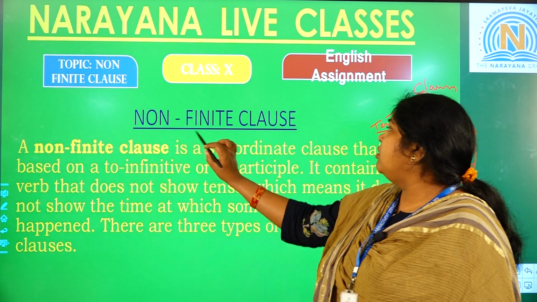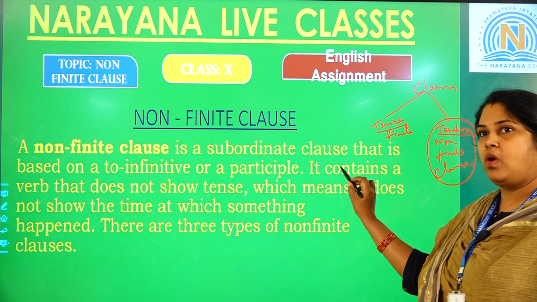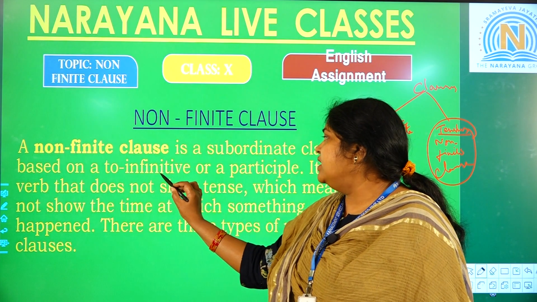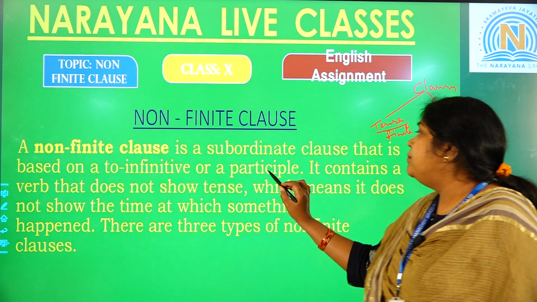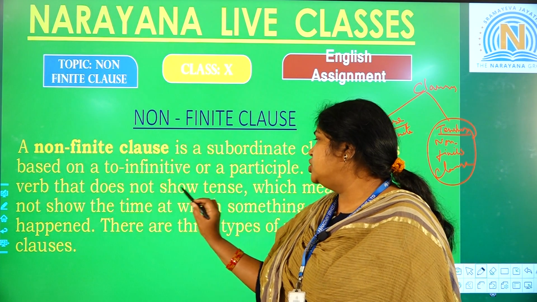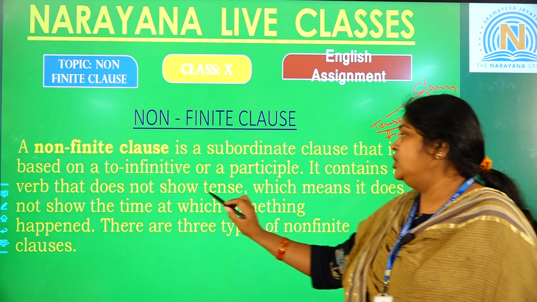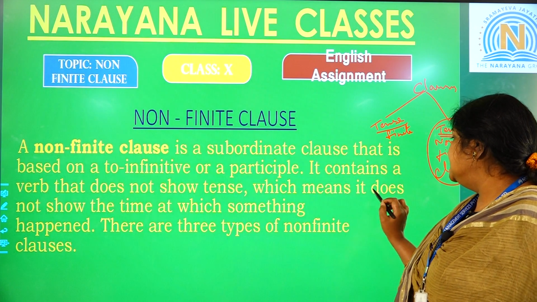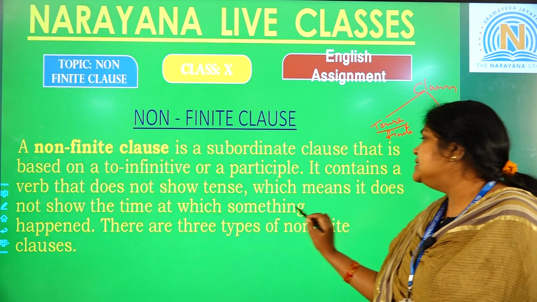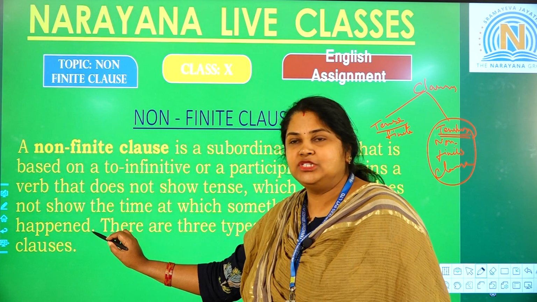So what is a non-finite clause? A non-finite clause is a subordinate clause that is based on a to-infinitive or a participle. It contains a verb that does not show tense. As I told you, it is tenseless, right? It does not show tense, which means it does not show the time at which something happened.